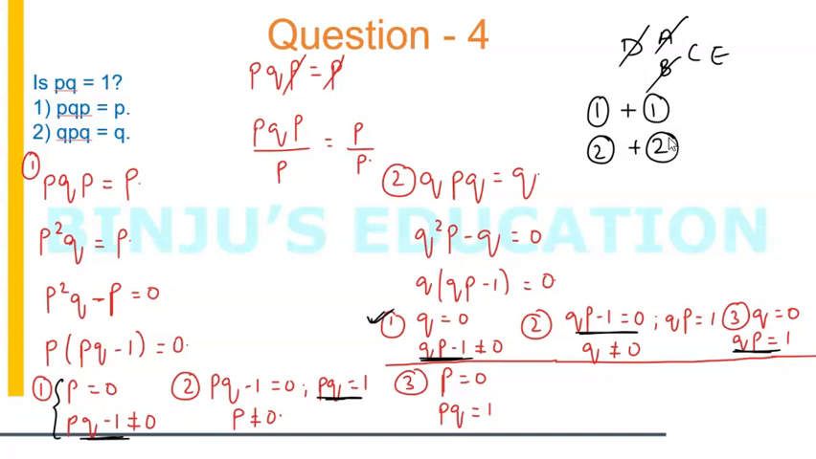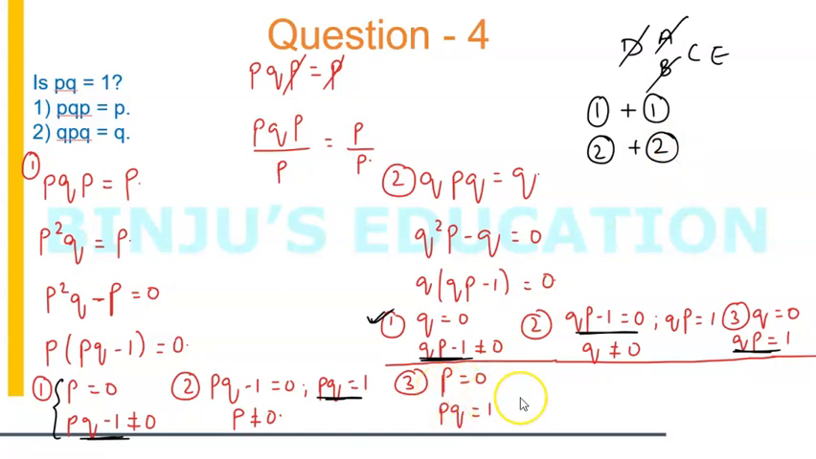Okay. Now 3 with 1, P is equal to 0. PQ is equal to 1. Now if P is 0 and if I do 3 plus 1, P is 0, Q is 0, in that case, of course, PQ has to be 0. So 3 plus 1 will not go.